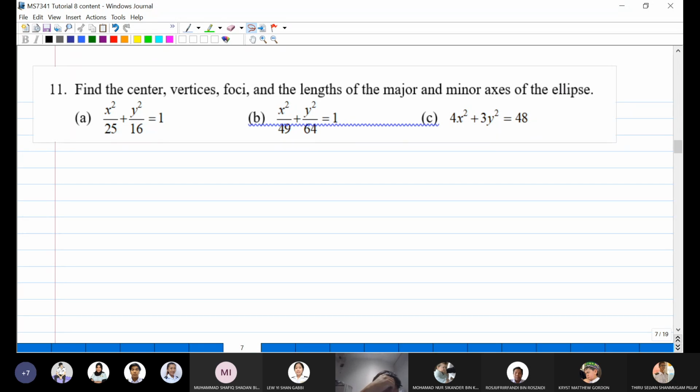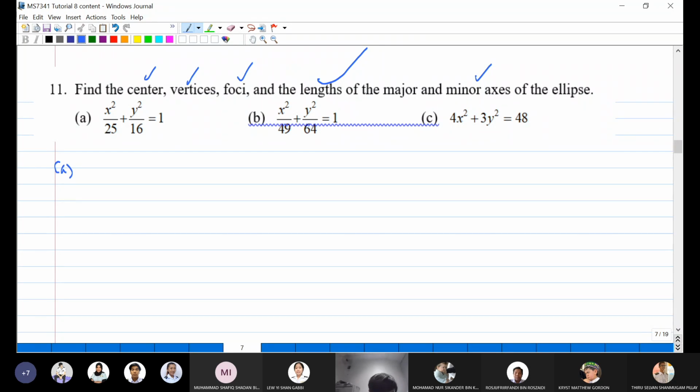Find the center and vertices. There are two, right? Center, vertices, focus, and length of major and minor axis. So five things you need to do. So let's look at part A first.